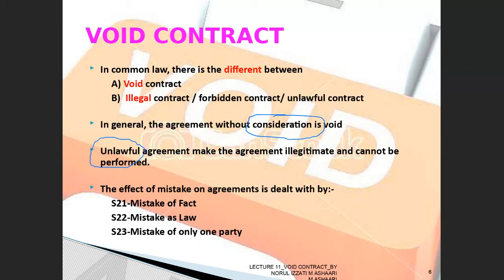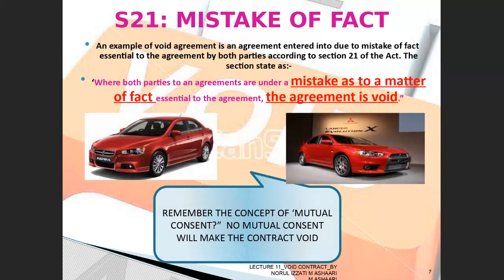We have three main issues to consider when referring to void contracts. Now let's look at section 21, mistake of fact. If you remember previously, we have to make sure that both parties must have mutual understanding. Mutual understanding or mutual consent is one of the issues clearly mentioned in the English common law, and also impliedly mentioned in the statute.